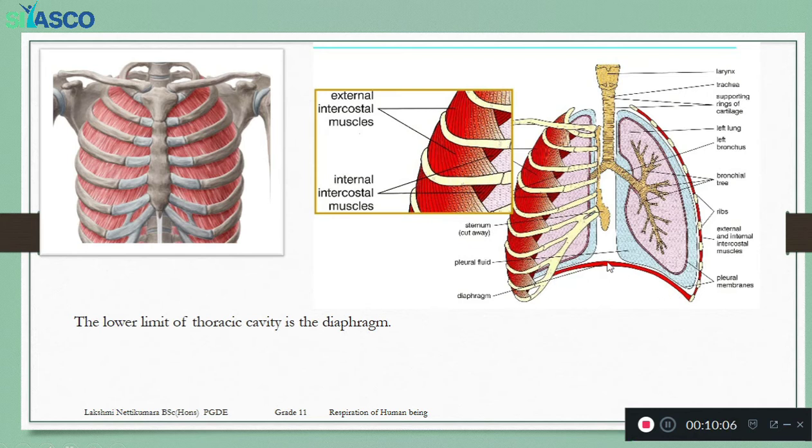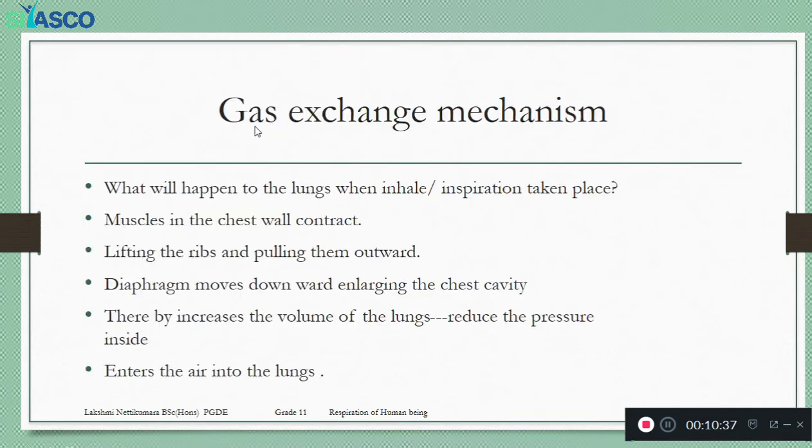Why I mention all these things several times? Because you have to remember these structures, because you have to explain the mechanism of inhalation and exhalation. What will happen to the rib cage? What will happen to these intercostal muscles? And how this breathing in and breathing out mechanism takes place. So you should know to explain them very clearly. So let's see the gas exchange mechanism.